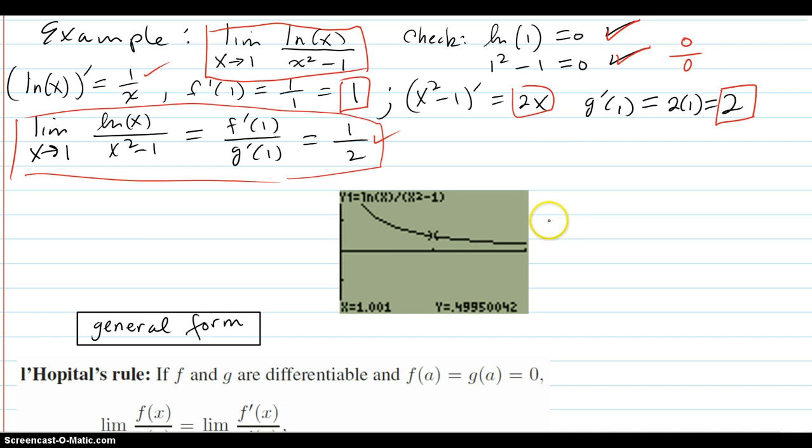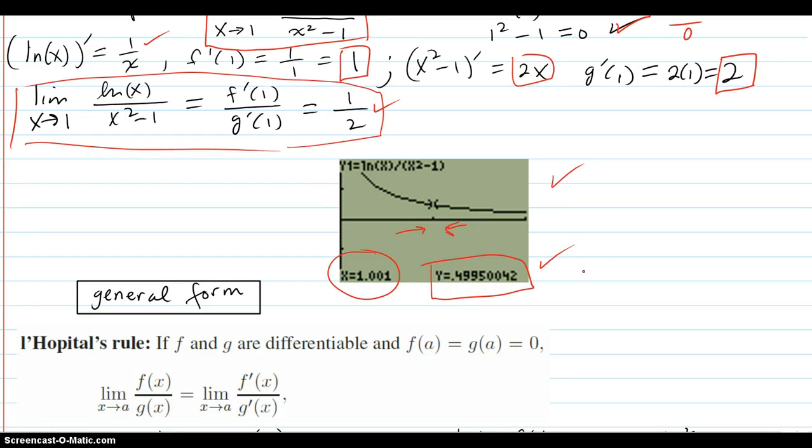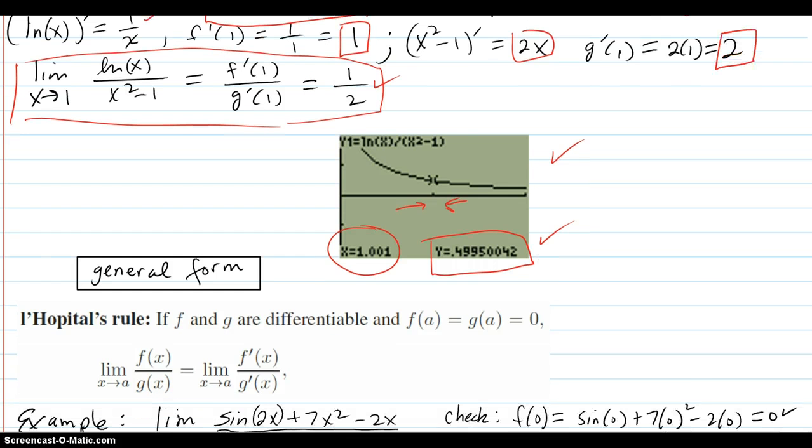And I put a graph here noting that as you went toward 1, in this case it's from the right, but it wouldn't make any difference because coming from the right is the same as coming from the left, as the graph indicates. Then your y value there is very close to 1/2, so that justifies the outcome.